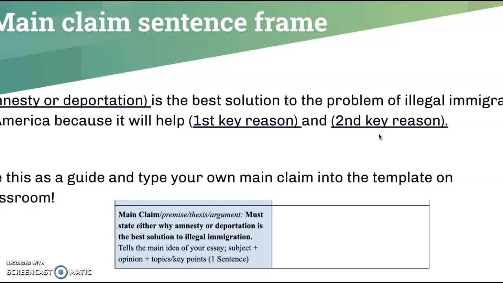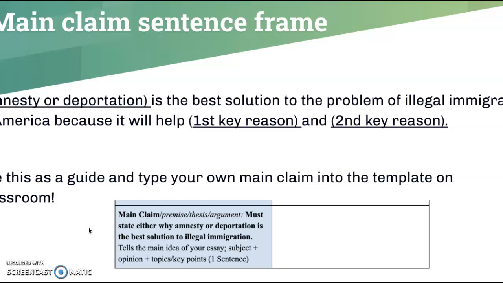So what I want you to do is to go ahead and pause this video. We're going to get our work done as we're going. Use this as a guide and type your own main claim into the template on Classroom. It should look just like this, that template I showed at the very beginning of this video. So get that out in front of you and go ahead and type in a main claim.